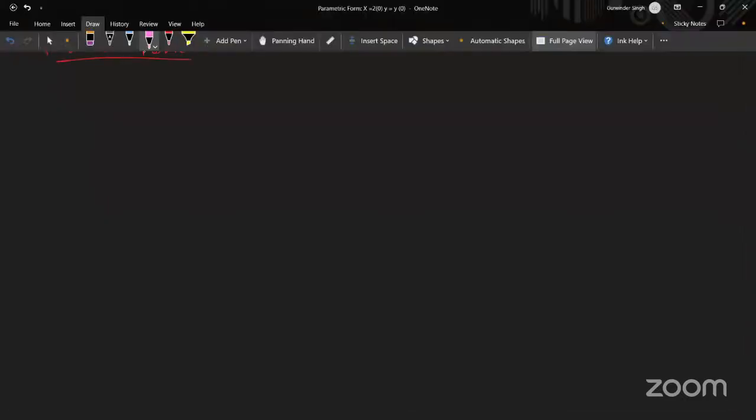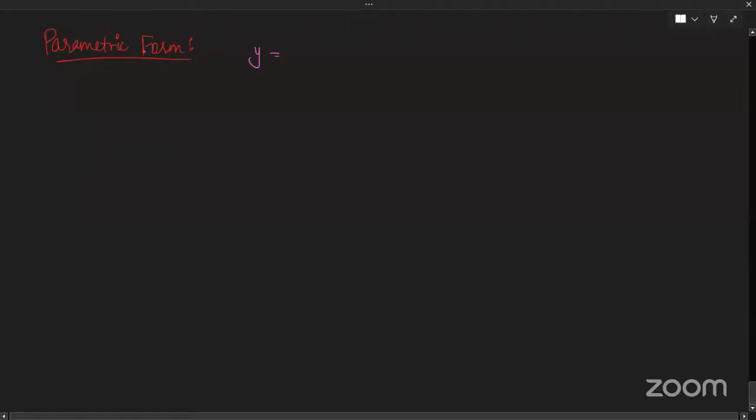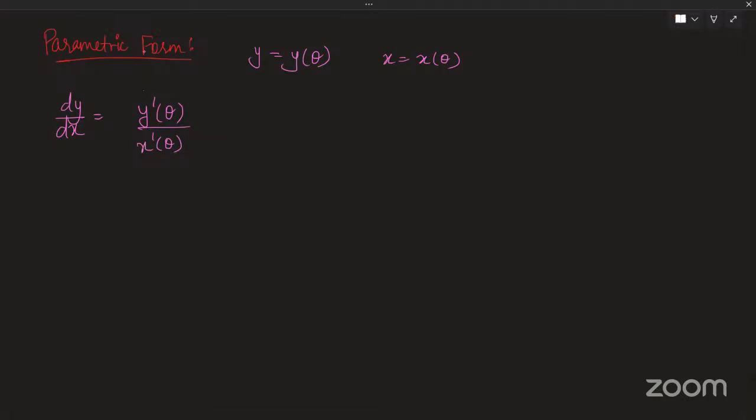Okay. So again, what is parametric form? You have been given y as a function of theta. You have been given x as a function of theta. Now obviously you have calculated your value of dy by dx. Your value of dy by dx was y dash theta divided by x dash theta. So you can differentiate your y with respect to theta and your x with respect to theta, and you can get your dy by dx.